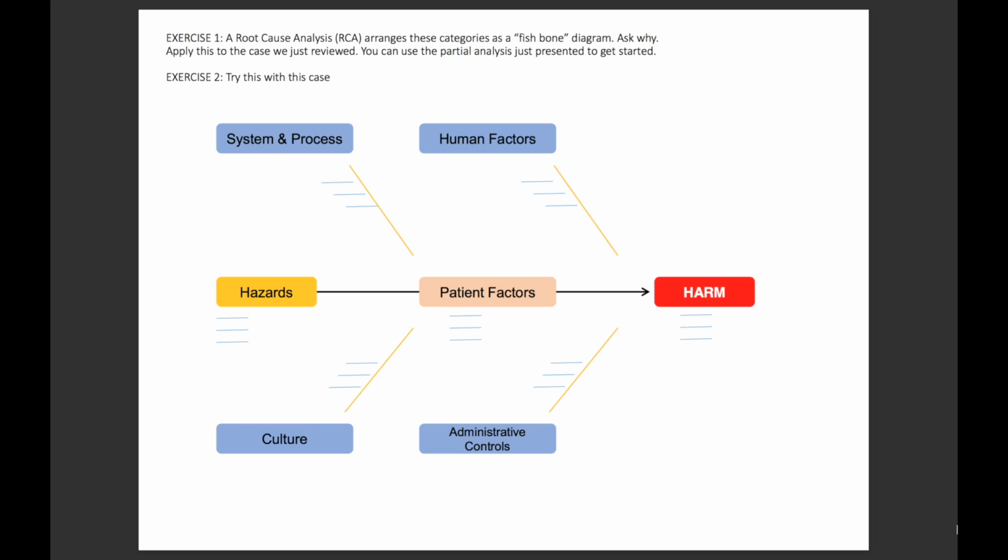All right, we're going to take this case and just like we did before, fill out that root cause analysis fishbone diagram and just list out all of the pieces of this and take some time to do this. And when we're done, move on to the next portion of this.